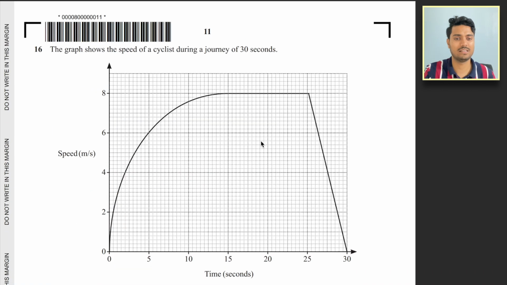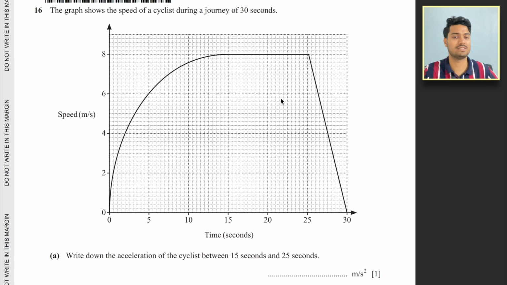Question number 16. It says the graph shows the speed of a cyclist during a journey of 30 seconds. So for the first 30 seconds, this is the journey.